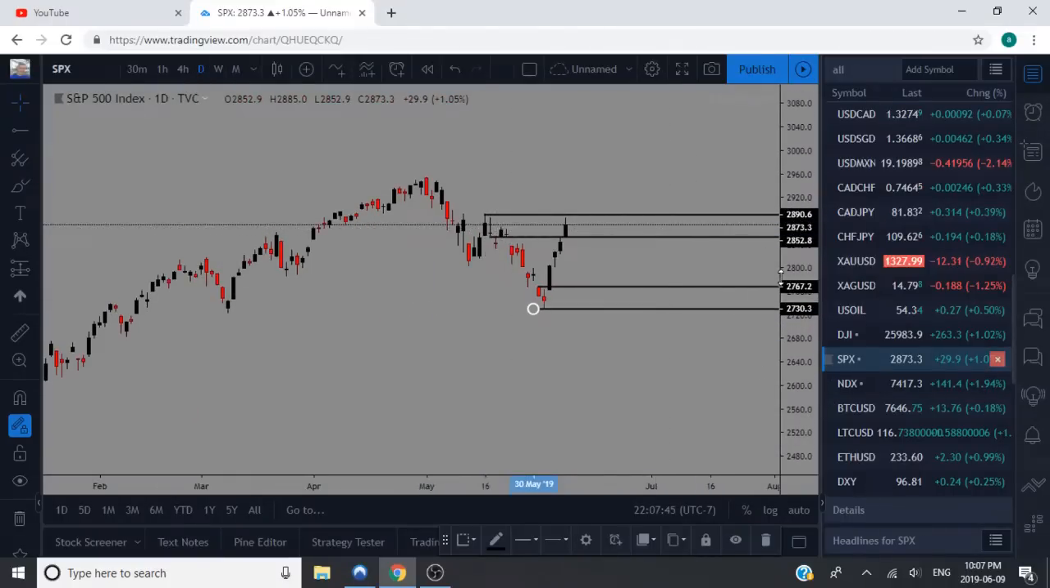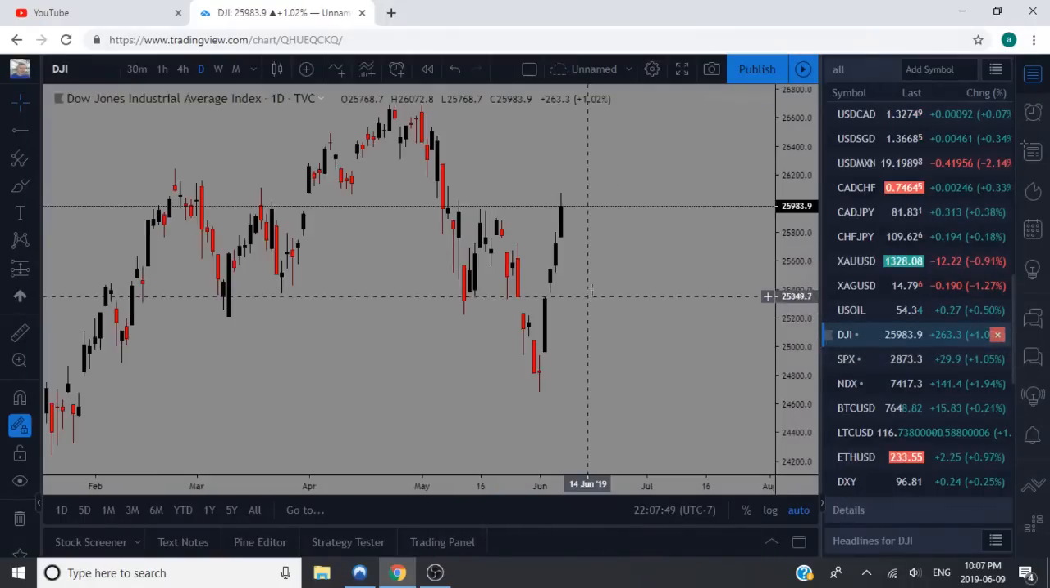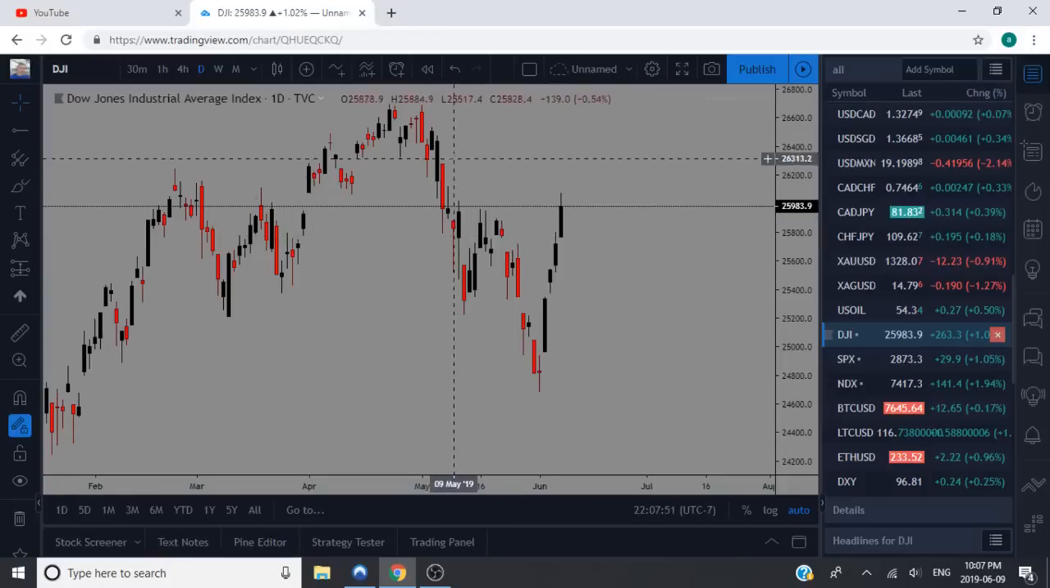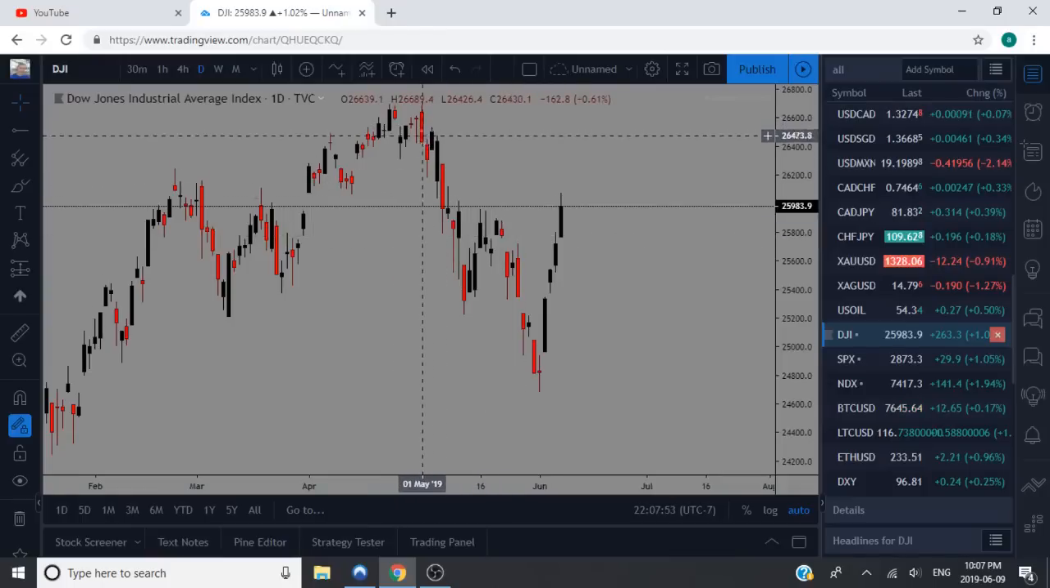But nonetheless, we are sitting in supply right now. You could find some nice chances. Dow Jones is going to be the exact same thing. I would look up here for shorting, best opportunities for shorts.